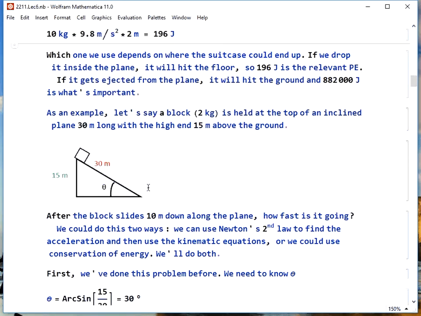Which one we use depends on where the suitcase can end up. If it's just going to fall out and land on the floor, 196 is what we would care about. If it can conceivably get out of the plane and hit the ground, then the 882,000 is important.